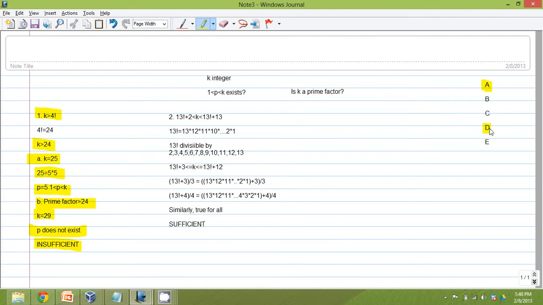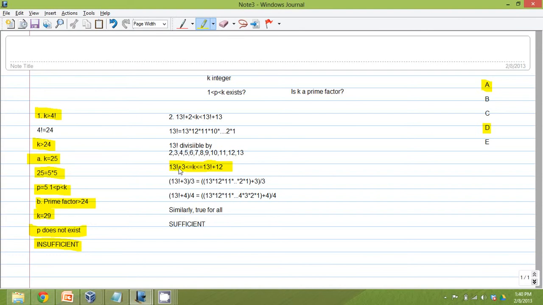If there are two numbers or three numbers or even a set of numbers, every even number in that would be a non-prime factor. It would be divisible by 2. So 13 factorial plus 2 to 13 factorial plus 13. If 13 factorial plus 2 is less than k, then k is ranging from 13 factorial plus 3 to 13 factorial plus 12, because it's less than 13 factorial plus 13.